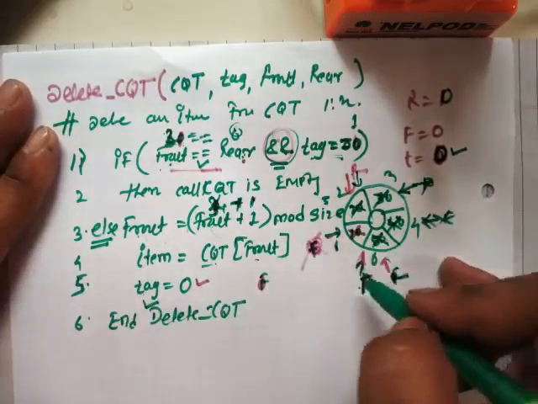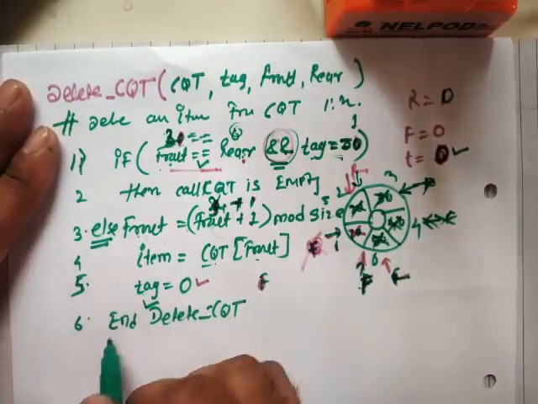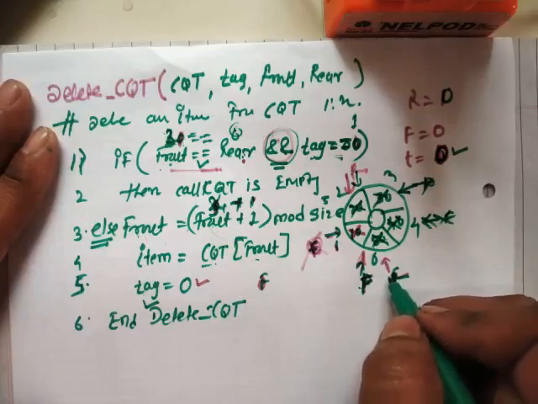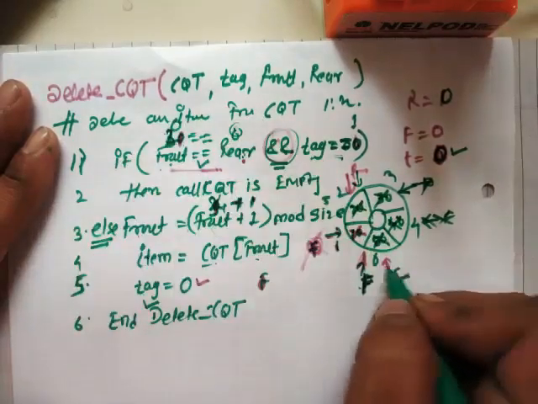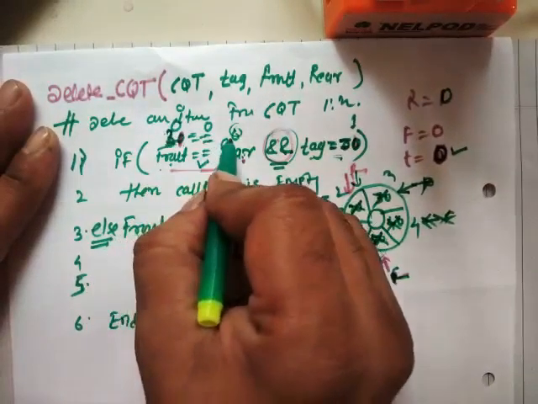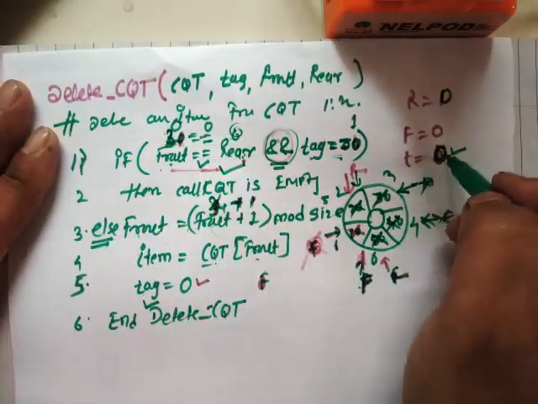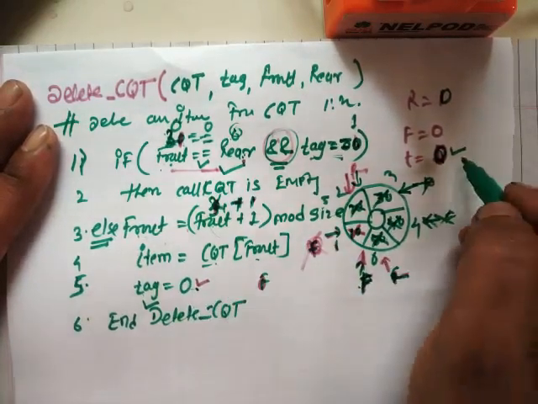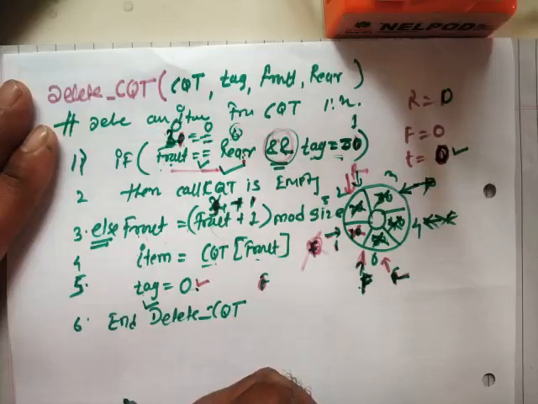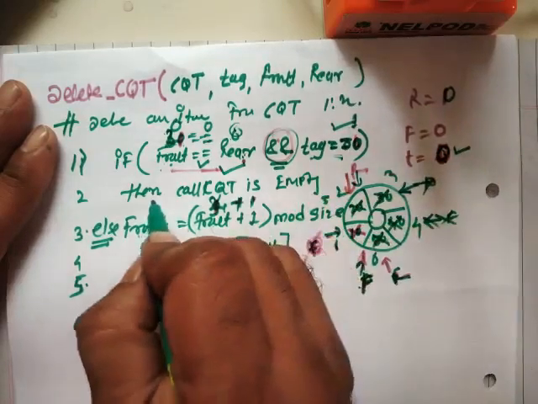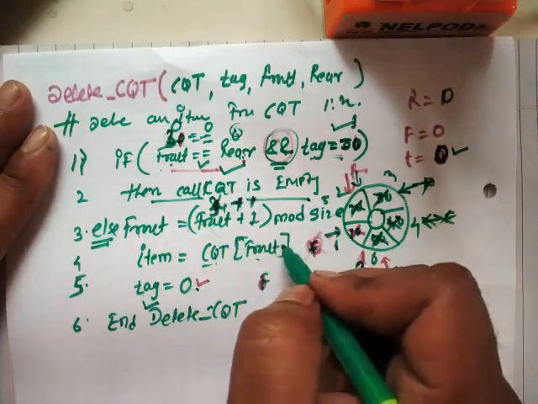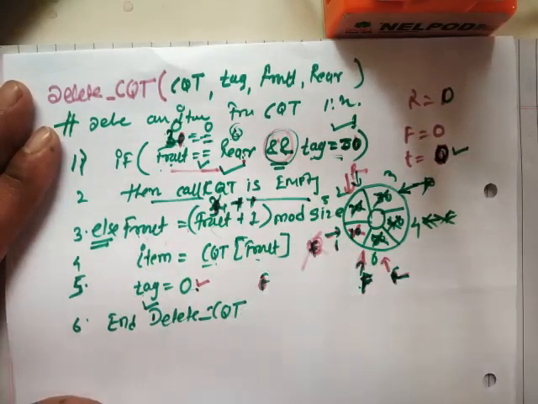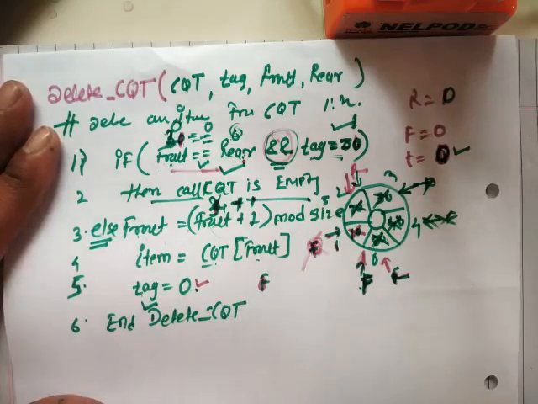Let's check the queue empty condition. Now again I am going to delete one more element. What is the front value now? That is 0. What is the rear value now? That is 0. Front is equal to rear. Condition satisfied. And let's check the tag value. Tag again we set to 0. Every time we delete an element from the circular queue with tag, we set our tag value to 0. So again this condition is satisfied, so it will say circular queue with tag is empty. We cannot delete more elements from the circular queue. So this is the delete circular queue with tag algorithm.